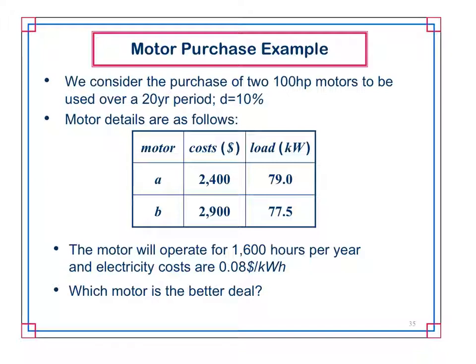Yeah, if you look at B, B needs 77.5 kilowatts of continuous power consumption to produce 100 horsepower. Motor A needs 79 to produce that same 100 horsepower. So motor A needs 1.5 kilowatts more to produce 100 horsepower. And it may not be as obvious, but that costs.